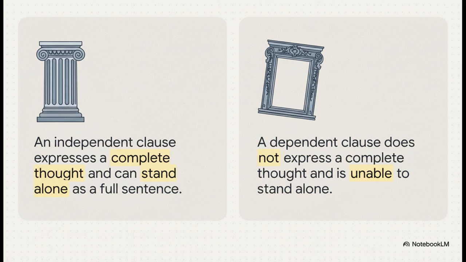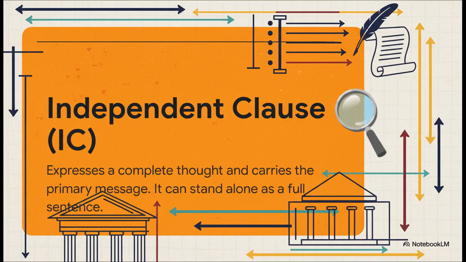One is a complete idea that can stand all by itself, and the other is just a fragment that needs a little help. Think of it like a main support beam versus, say, a decorative bit of trim. Both are useful, but only one can hold the weight. The independent clause, this is your support beam. It's the powerhouse. It's got a subject, it's got a verb, and boom, it makes perfect sense all on its own. This is your core message, the main point you're trying to land.